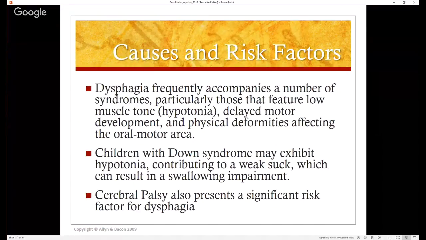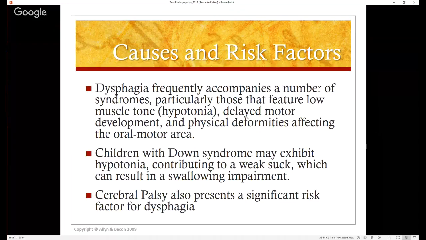Dysphagia frequently accompanies a number of syndromes, particularly those that feature low muscle tone, which is known as hypotonia, delayed motor development, and physical deformities affecting the oral motor area. Children with Down syndrome may exhibit hypotonia, contributing to a weak suck, which can result in a swallowing impairment. Cerebral palsy also presents a significant risk factor for dysphagia.